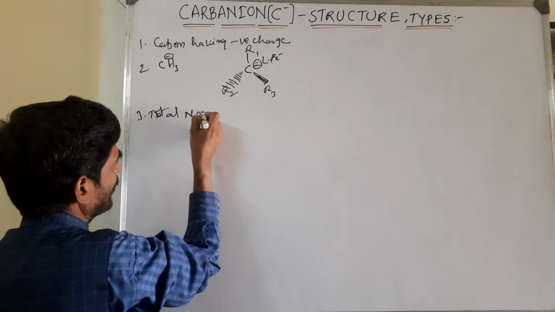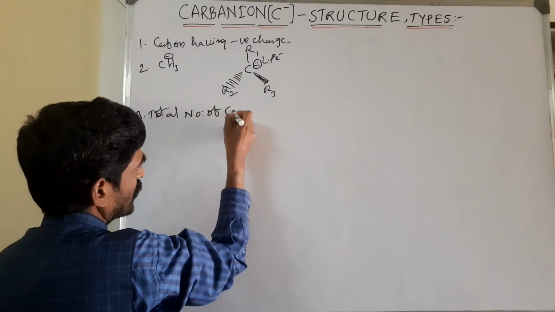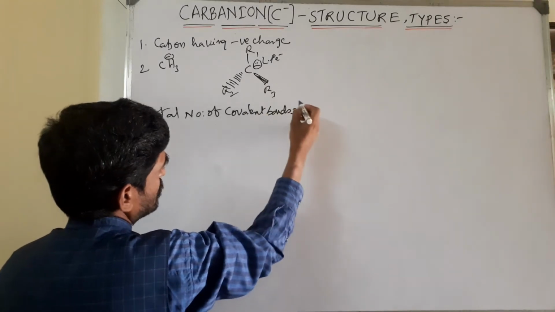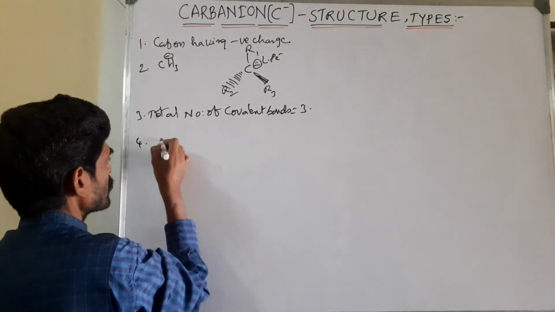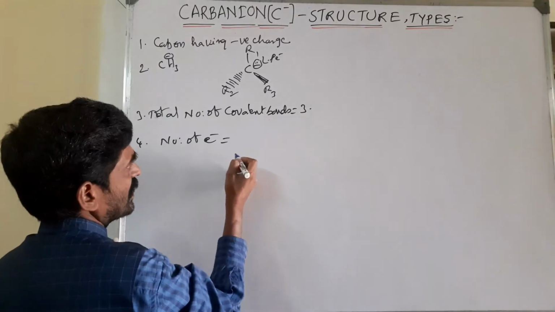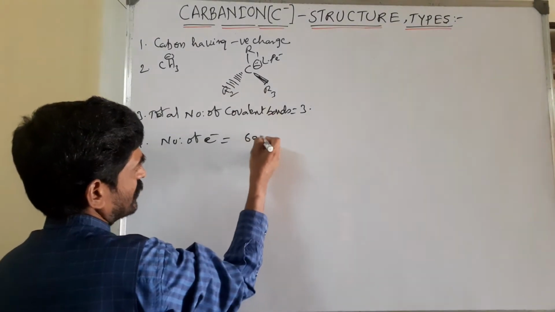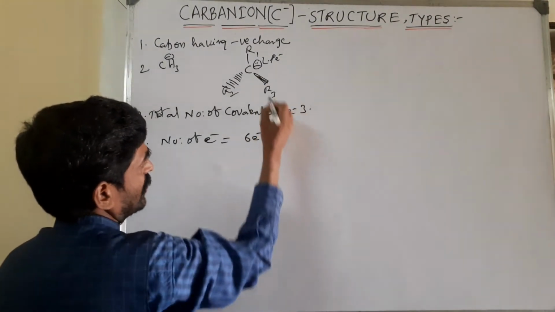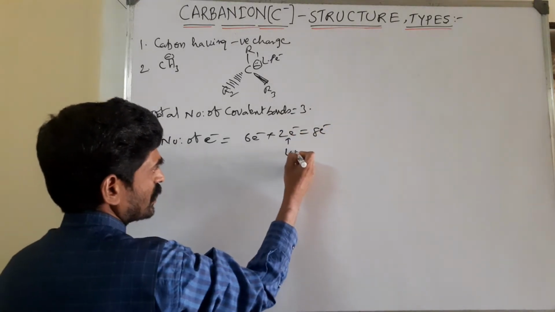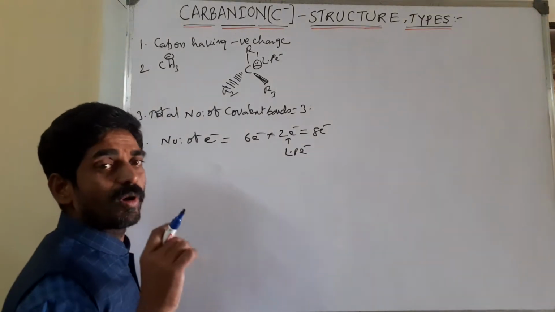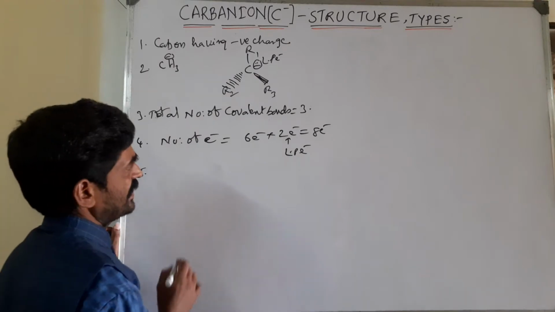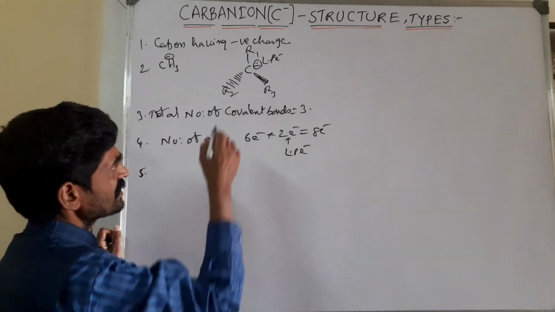The total number of covalent bonds surrounded by carbon is 3. That's why the total number of electrons in the valence shell of carbon is 3 covalent bonds times 2, which is 6 electrons, and one lone pair with 2 electrons. Total 8 electrons are present. These 2 electrons are the lone pair, and they are not in the bonding state.